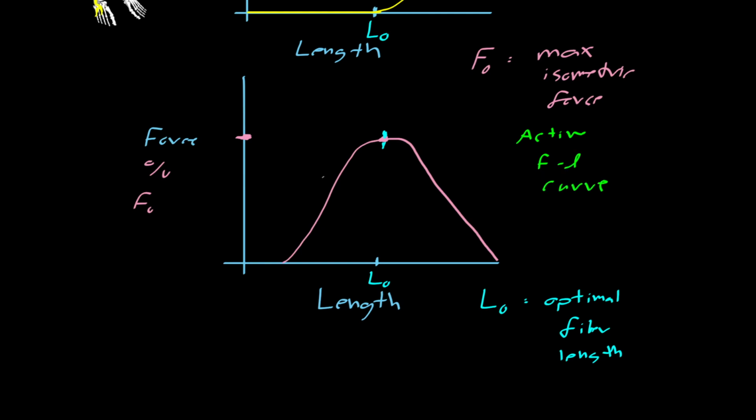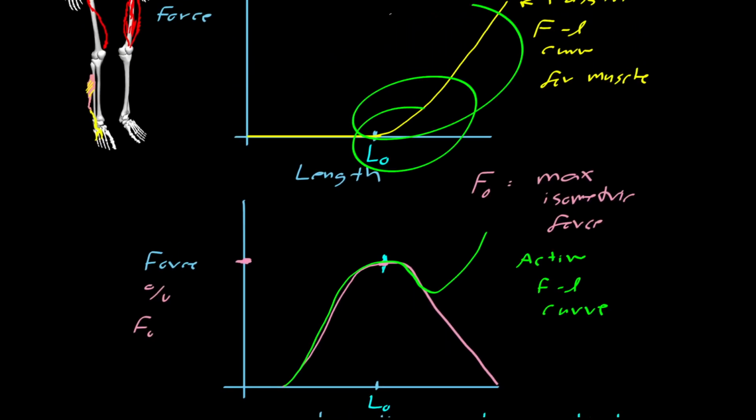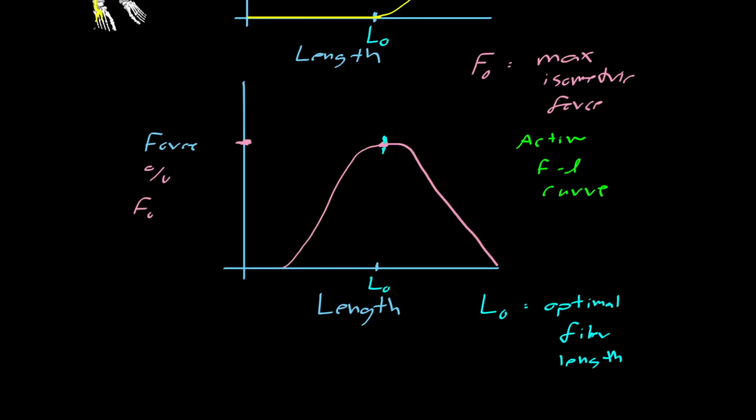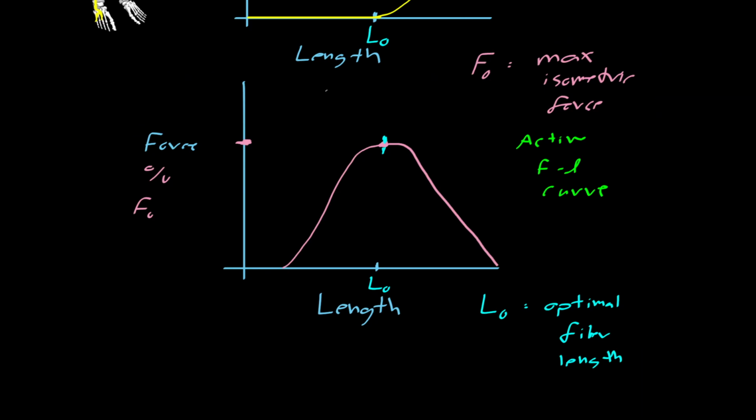And if you were to actually do an experiment, what you would get is something like this, because you also get this passive component added in, but then we just subtract it off to get the amount of force being produced by a muscle that we can attribute to the active contraction of muscle fibers. And it looks like this.